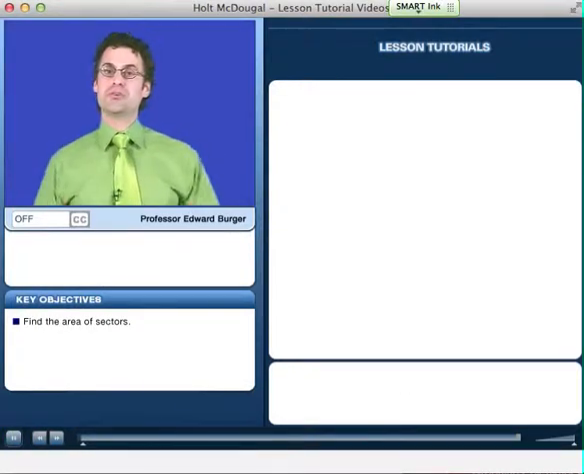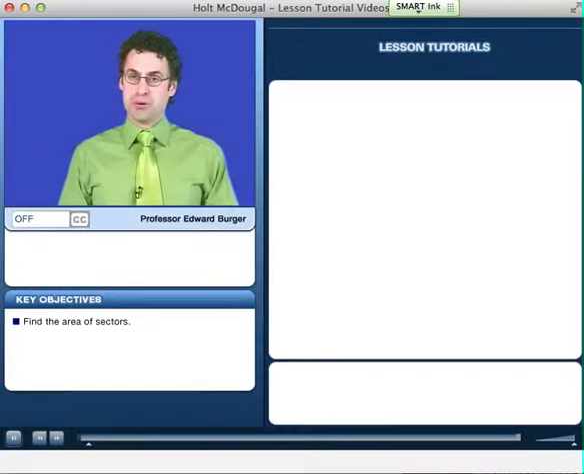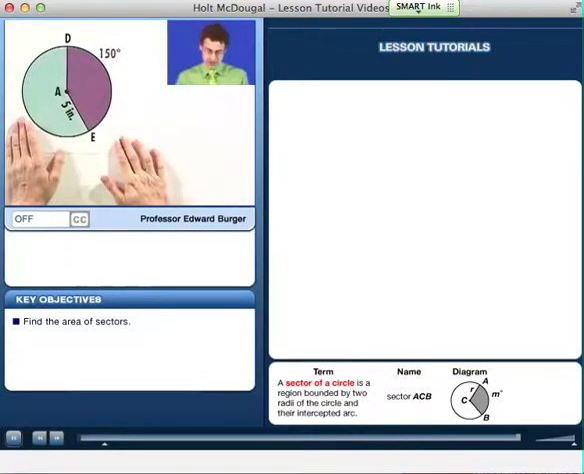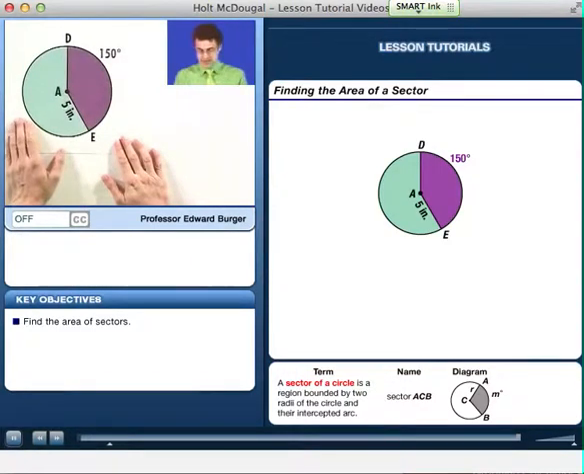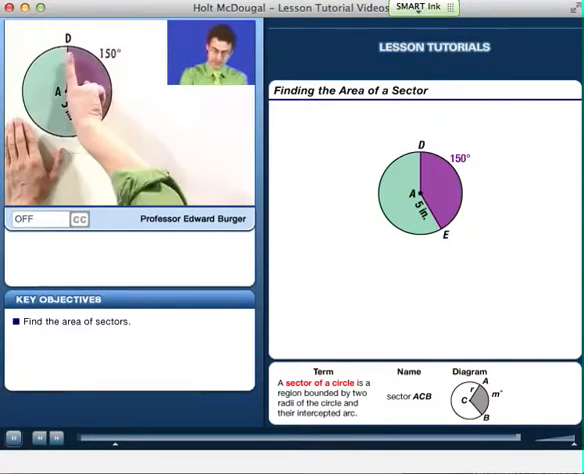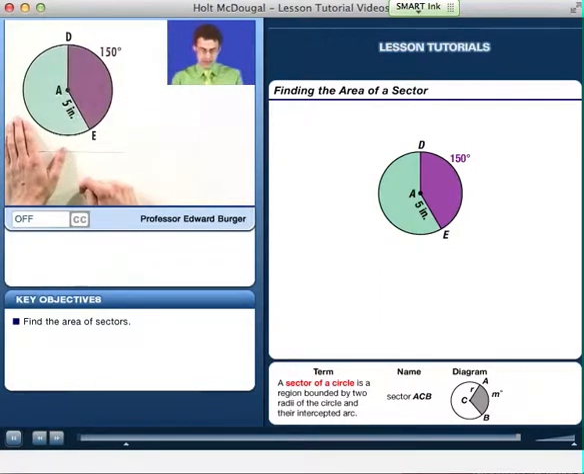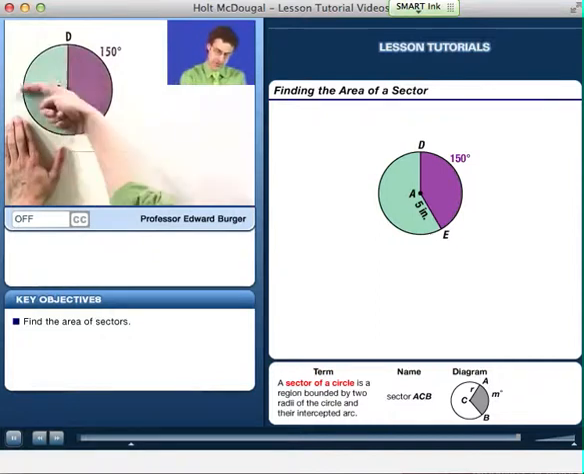If we take two radii and put them together, they actually sweep out what's called a sector. If you take a look at this circle here, circle centered at A, then what you see here, we actually have two sectors. We've got this purple sector, which is this region right here, and we've got this teal sector, which is this other region here.